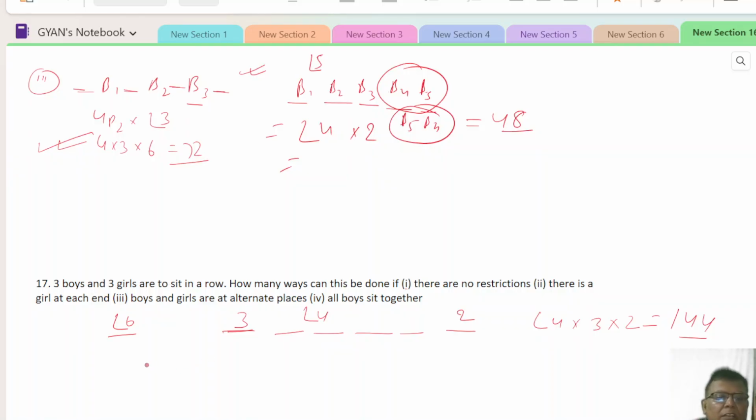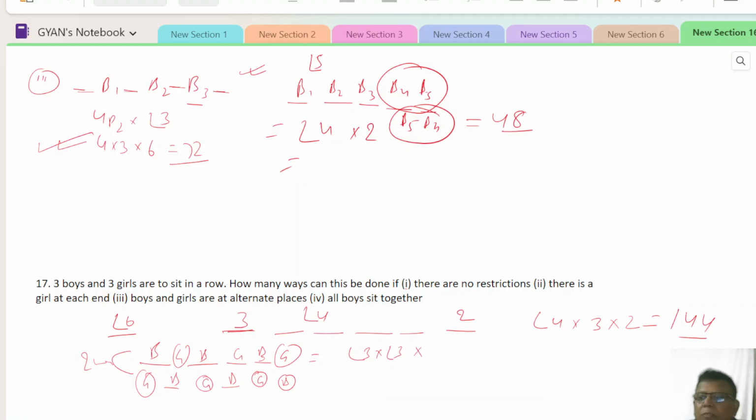Third, boys and girls are alternate. So one boy, one girl, one boy, one girl, one boy, one girl. Or one girl, one boy, one girl, one boy, one girl, one boy. So this you can write as factorial 3 into factorial 3. And this is 2 ways, so you multiply by 2. So the answer will be 72.